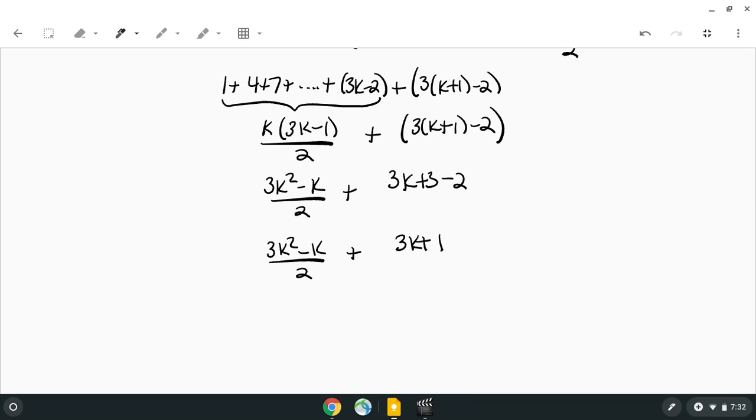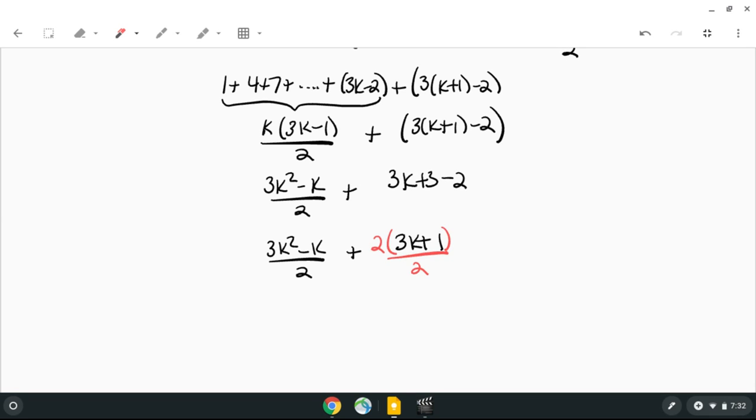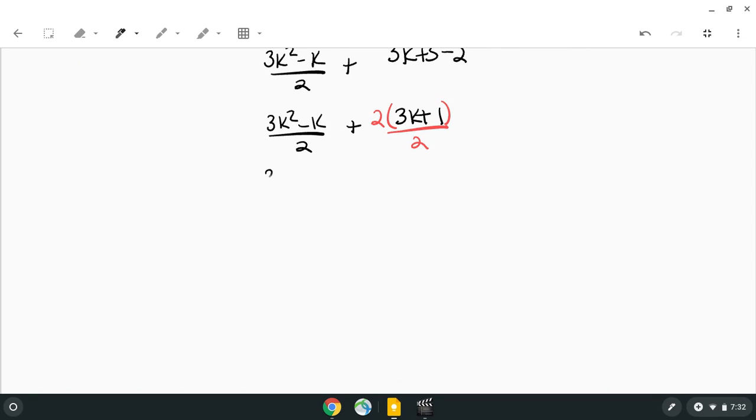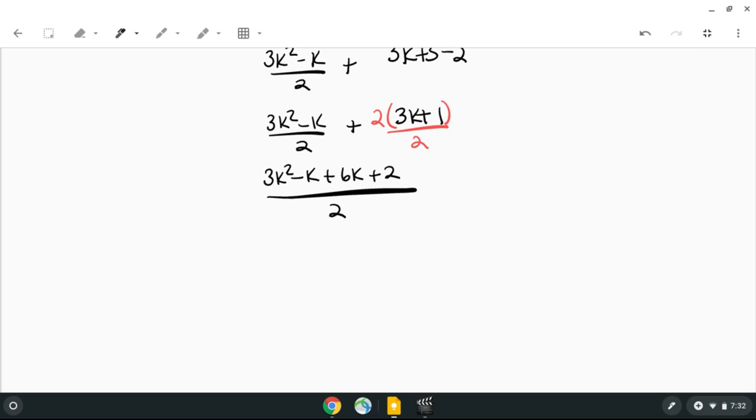Okay, so now I can get my common denominator. I need to multiply this side by 2 over 2. So now we have common denominators here, so we can combine these two fractions. Let's see what we get here. 3k squared minus k plus 6k plus 2 all over 2. Combine the negative k plus 6k.